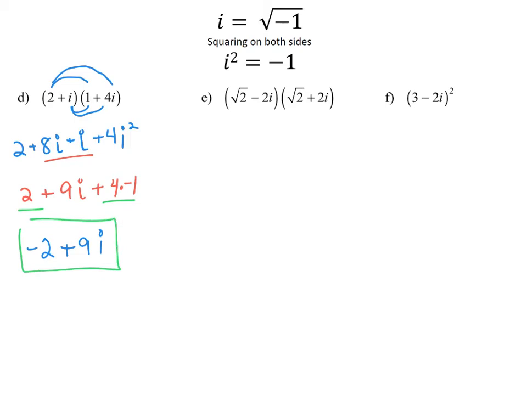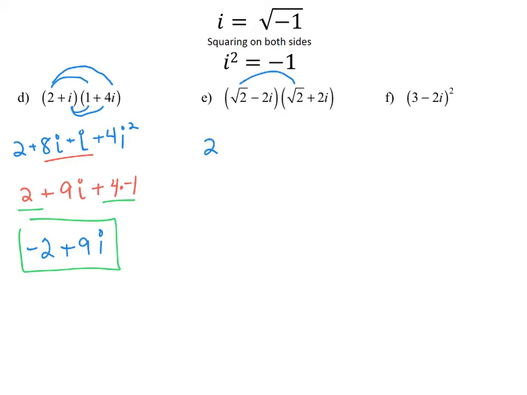In example E, we're multiplying the binomial square root of 2 minus 2i times the binomial square root of 2 plus 2i. You may recognize this in the form of a minus b times a plus b, so we'll be able to simplify this when doing the FOIL method. So when we multiply the first, square root of 2 times the square root of 2 is the square root of 4, which is 2.